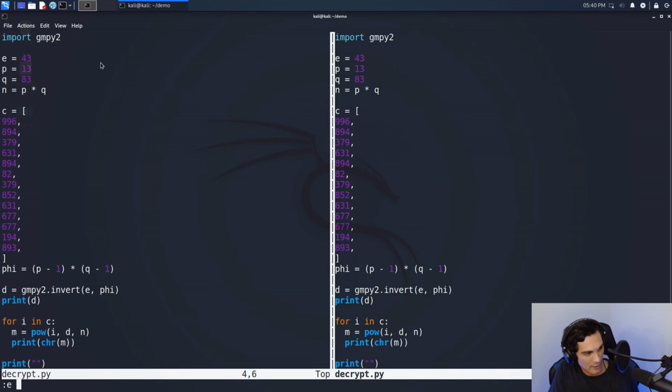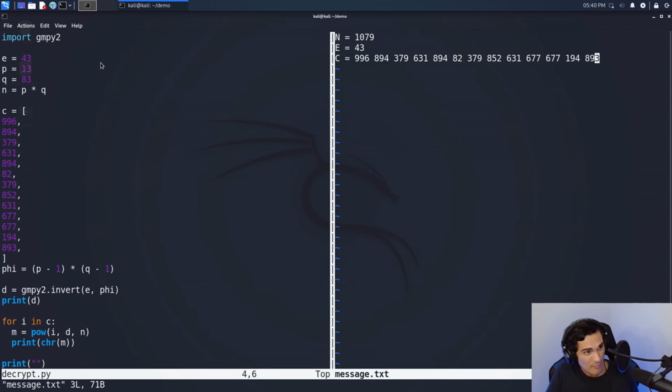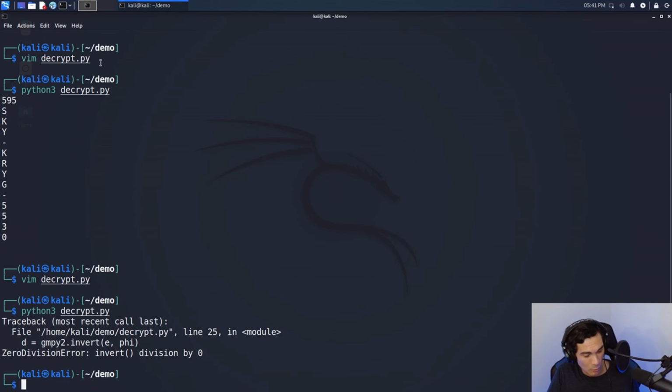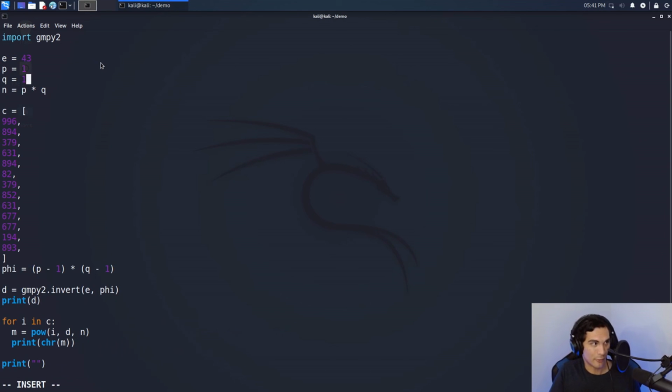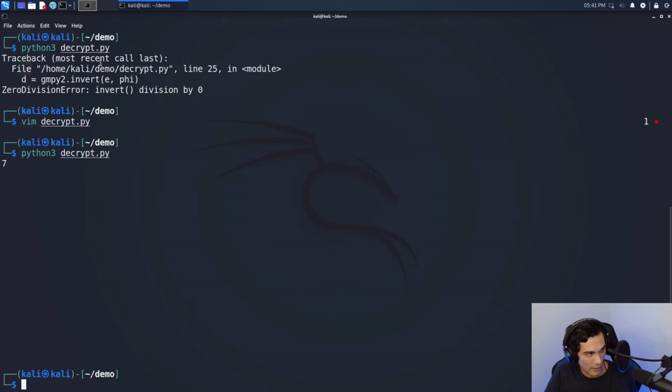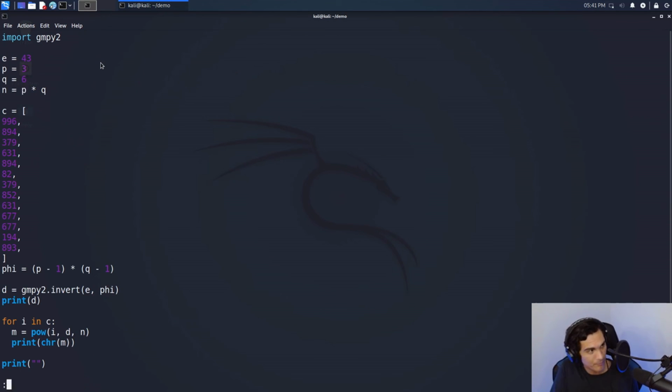If we tried to run this program and got P and Q incorrect, let me show you what that might look like. So what if we said P and Q, I guess 1 times 1079 is 1079. So that math still works together, but those are the wrong P and Q values. If I run this now, we get an error. It doesn't work. So you definitely need to have the right values. Or if I put in whatever values, it didn't decrypt the message properly.